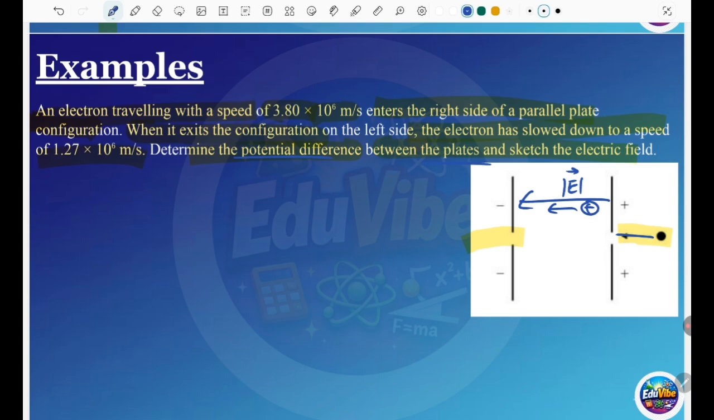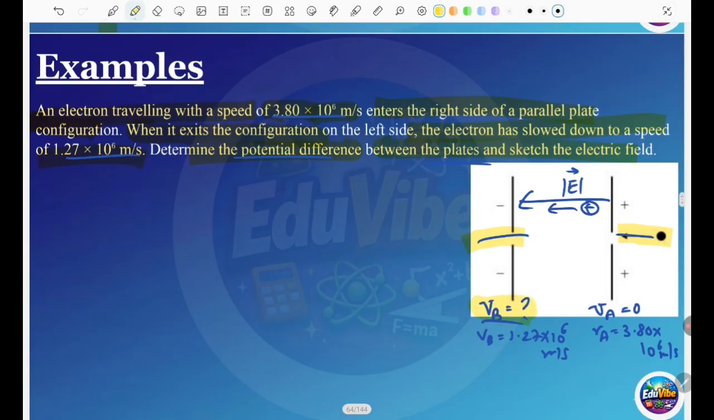You want the potential difference between the plates, so you want this VB. That VB is your volt. VA, which is your volt, is 0. And your speed at A, initially given, is 3.80 × 10^6 meters per second. And the final speed, when it exits, is also given to us, which is 1.27 × 10^6 meters per second. So we have this information and we want VB. This we have to find.